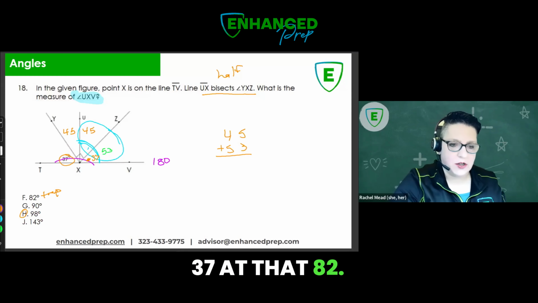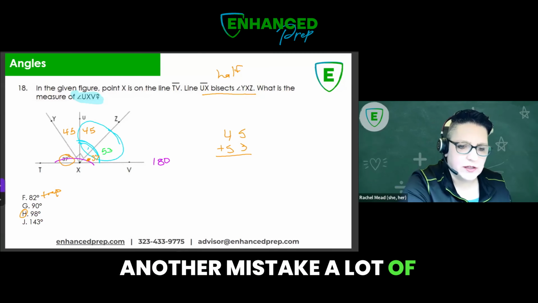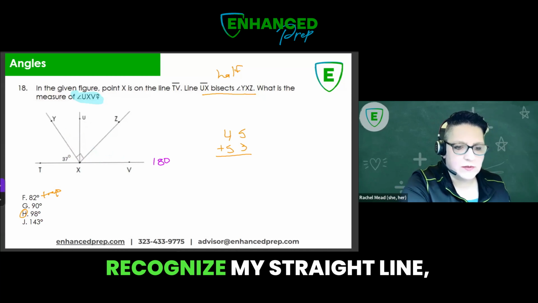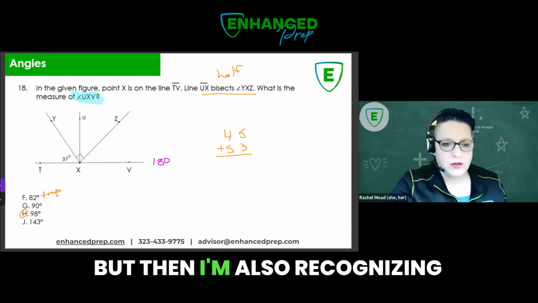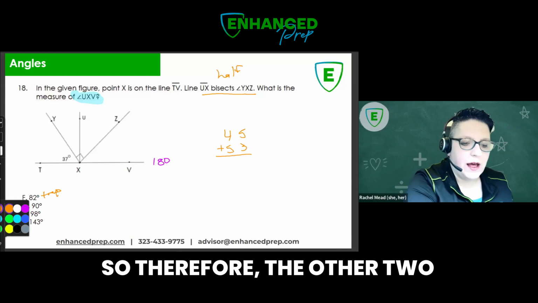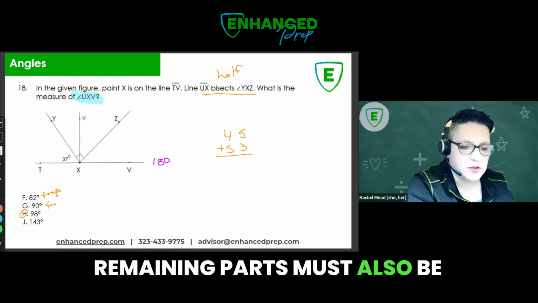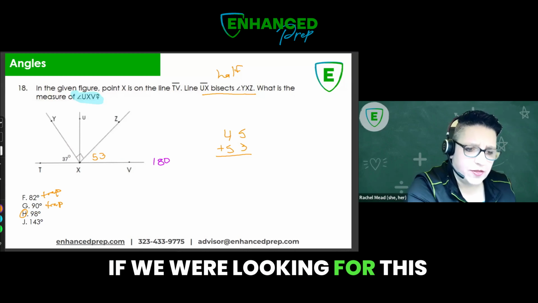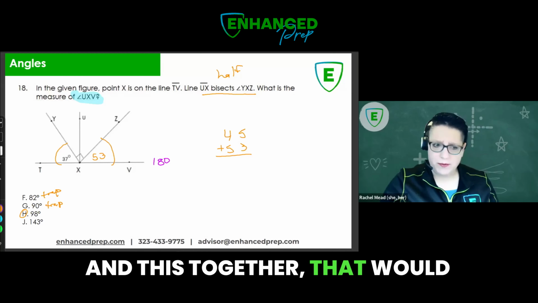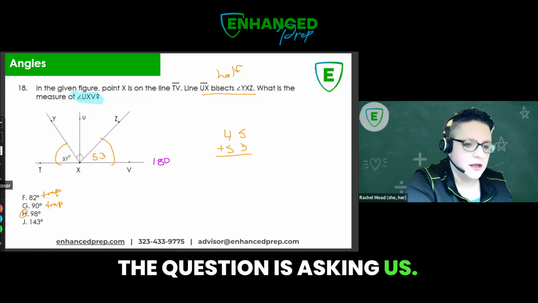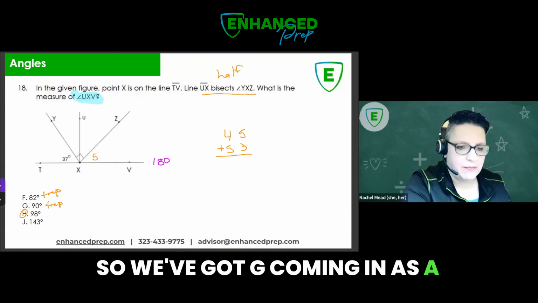37 at that 82. Another mistake a lot of students make when they're looking at this is they're like, oh, well, I do recognize my straight line, but then I'm also recognizing that I've used 90 of that so far. So therefore, the other two remaining parts must also be equal to 90. Well, yes, if we were looking for this and this together, that would be 90, but that's not what the question is asking us. So we've got G coming in as a trap there as well.